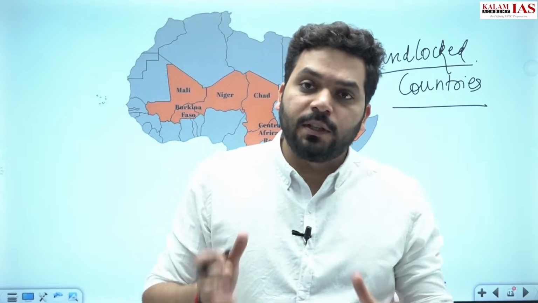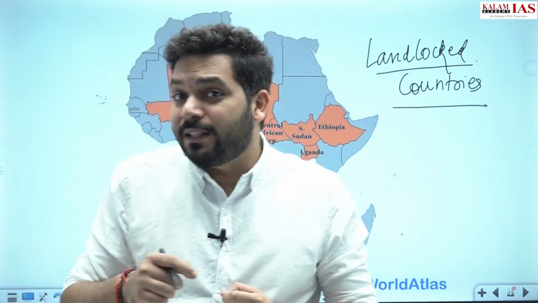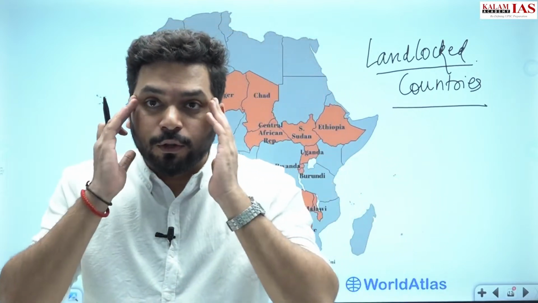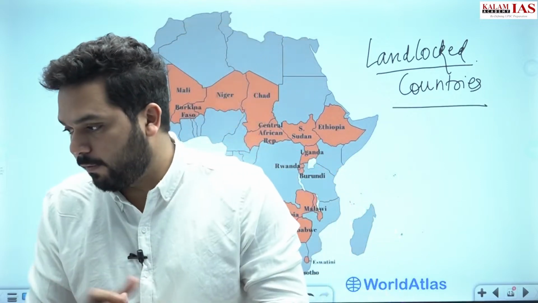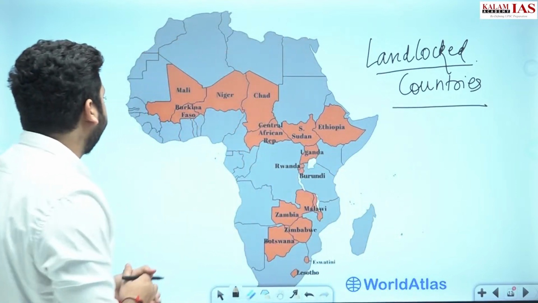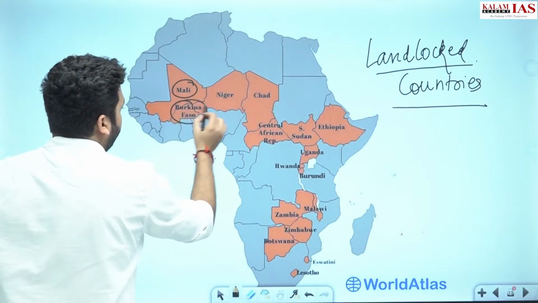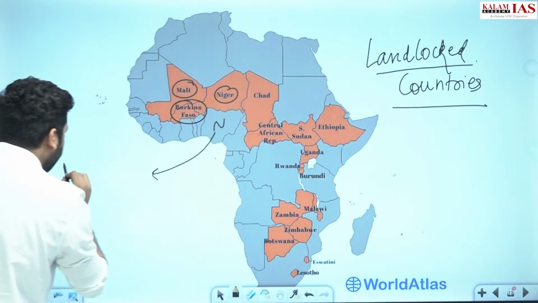Sudan and South Sudan. Whether Ethiopia is a landlocked country or not, because Eritrea is also very close to the Red Sea. So these are the things which we should know about. Okay, let's look into that. So Mali, we have Burkina Faso, we have Niger. This is Nigeria.